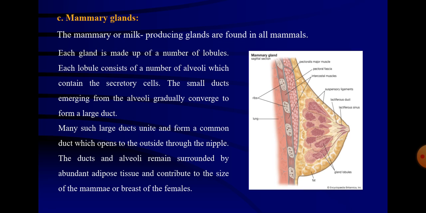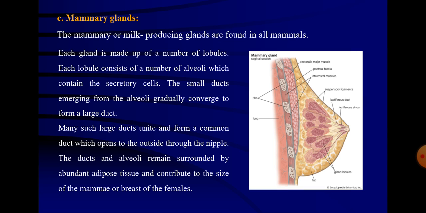Mammary glands, these are the milk producing glands and are found in all mammals. Each gland is made up of number of lobules. Each lobule consists of a number of alveoli which contain the secretory cells. The small ducts emerging from the alveoli gradually converge to form a large duct. Many such large ducts unite and form a common duct which opens to the outside through the nipple. The ducts and alveoli remain surrounded by abundant adipose tissue and contribute to the size of the mamma or breast of the females.